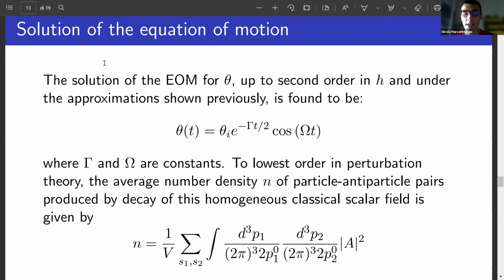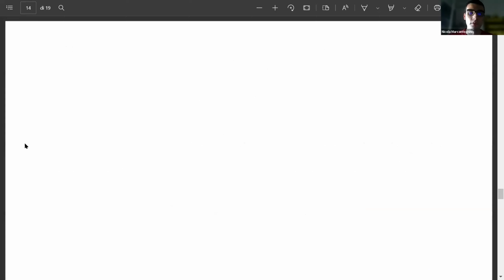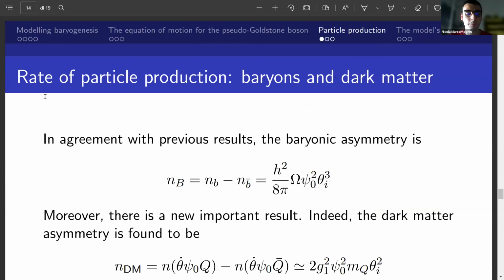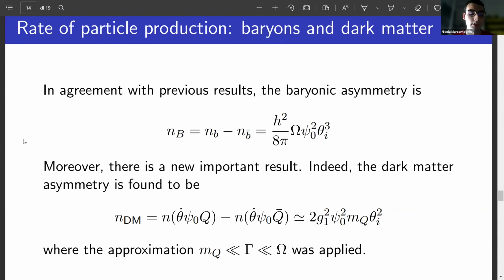And this solution, if plugged into the formula for the average number density of particle-antiparticle pairs produced by decay of the theta field itself, enables us to obtain the following results. First, in agreement with results which may be found in literature, baryonic asymmetry is shown here.